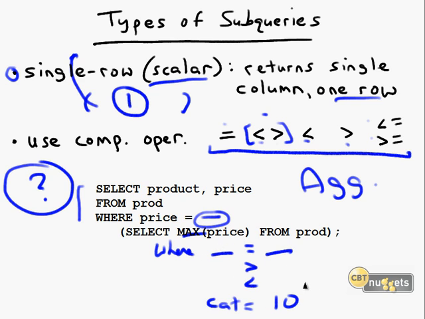However, if more than one row came back from that inner query, Oracle would raise an ORA-01427 error that says single row subquery returns more than one row. And that's your indication that you'll need to reformulate that subquery. In other words, you'll need to use one of the keywords supported by the multi-row subquery. Speaking of which, let's now turn our attention to that second type of subquery.